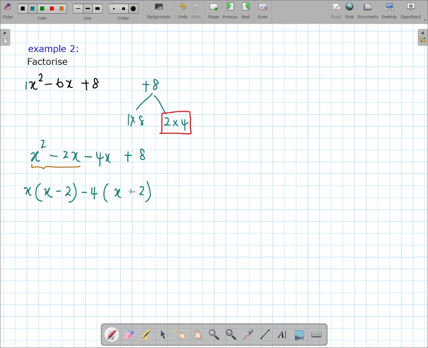Then I check the brackets, they are the same. Then I write that bracket x minus 2. What is remaining? When you take x minus 2 out, x remains in the first part. In the second part, when you take x minus 2 out, minus 4 remains. So the answer is x minus 2 times x minus 4.